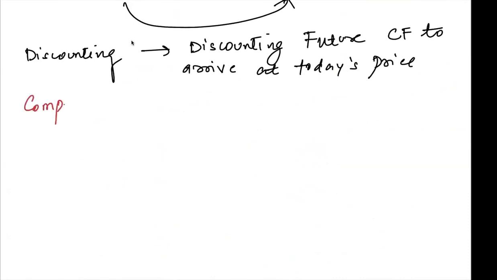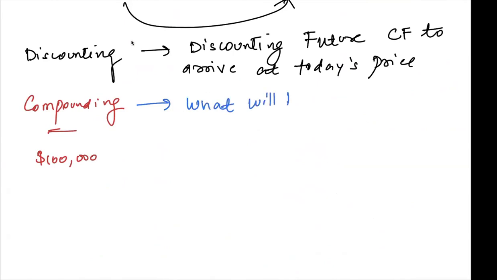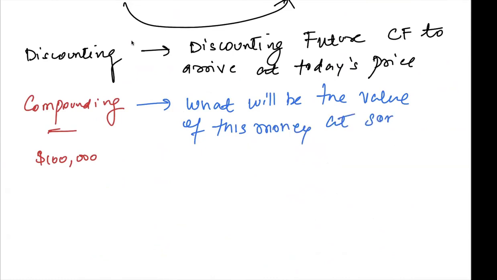Then there's something called compounding. Let's say you have $100,000 today. What will be the value of this money at some future point? Please tell me, are these two concepts clear?